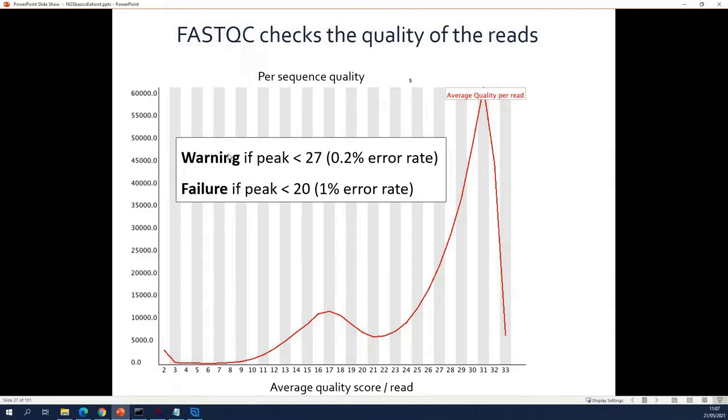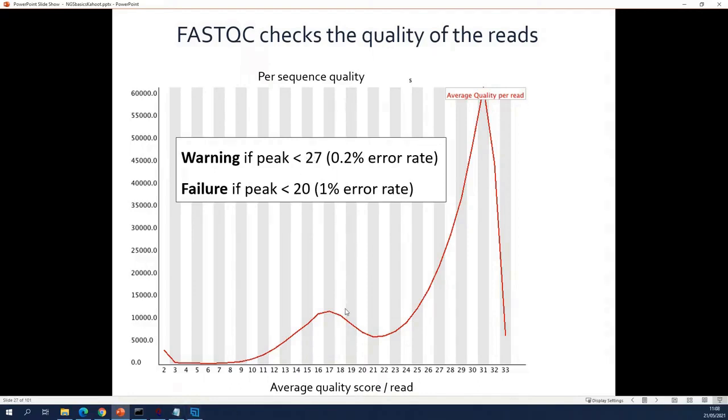Here again on the slides, you can see the rules that are built in for calling an orange exclamation mark or a red cross. When does it do it? When the peaks are lower, when the peak is below 27 or when the peak is below 20.